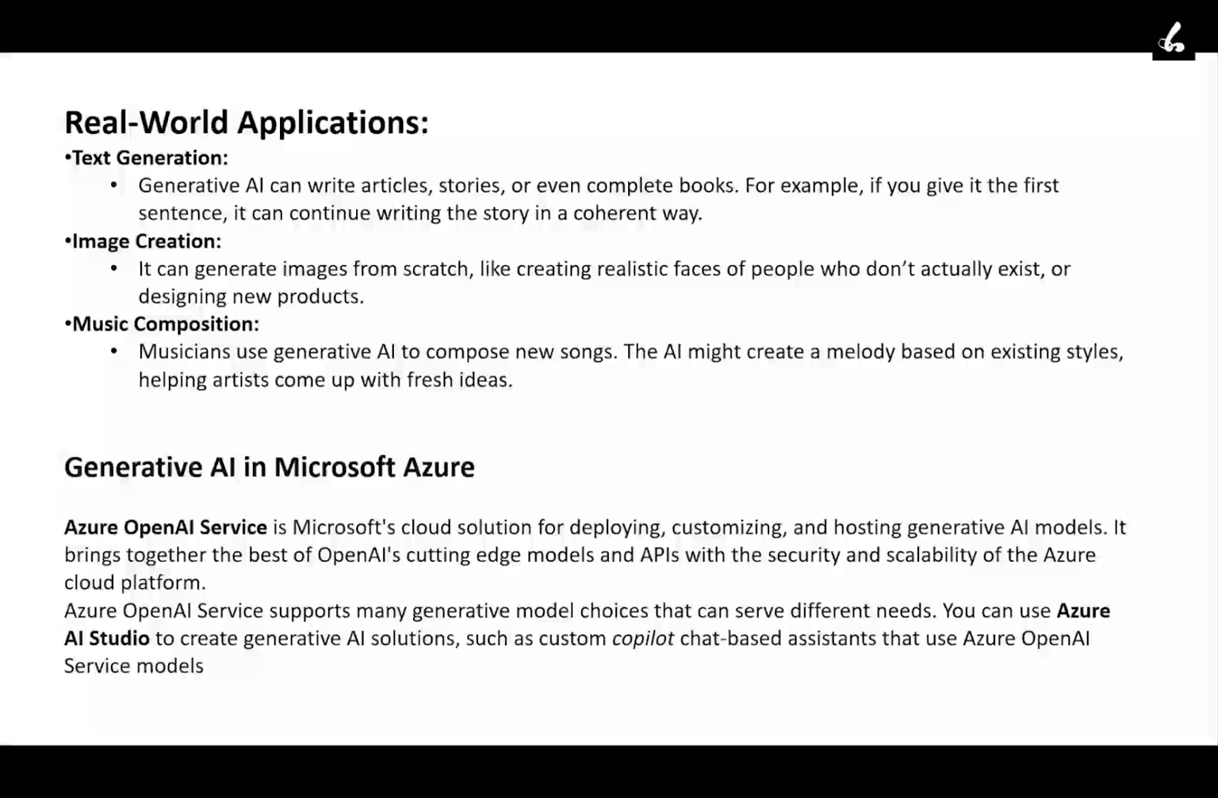Or music composition, so musicians are using generative AI to compose new songs. The AI might create a melody based on existing styles, helping artists to come up with fresh ideas as well. So all this is possible with the help of generative AI.